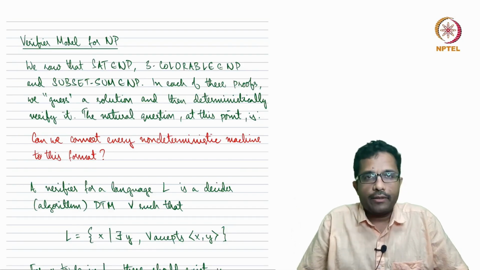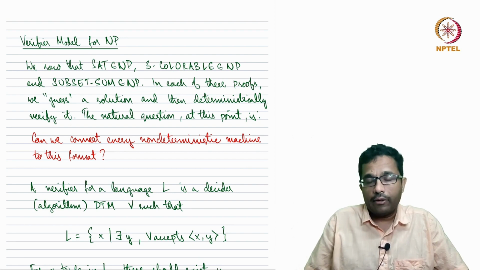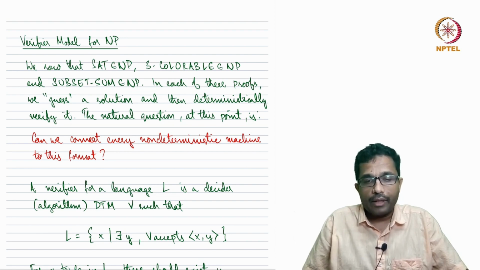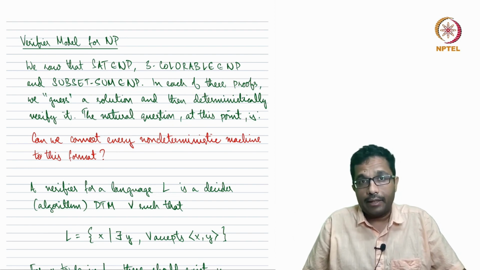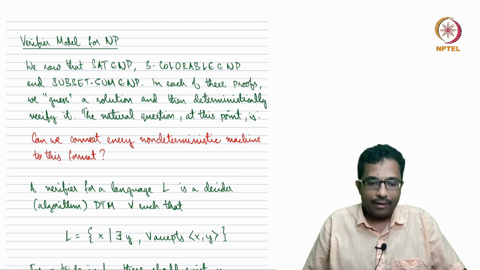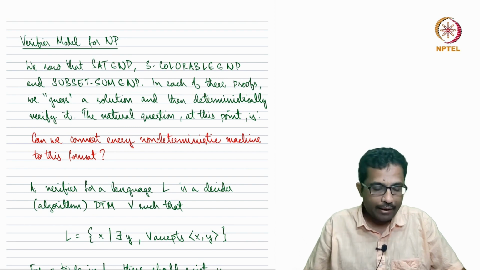Hello and welcome to lecture 47 of the course Theory of Computation. This is also the beginning of week 10. In this week, we'll see more about the class NP, and we'll also see NP completeness. So we'll first begin with a different characterization of the class NP.